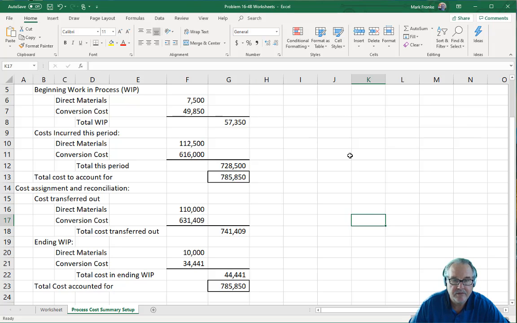Practice. Do that problem again, and I would do it along with the video. Try doing it on your own, and then move on to the A problem for problem 16-4A.